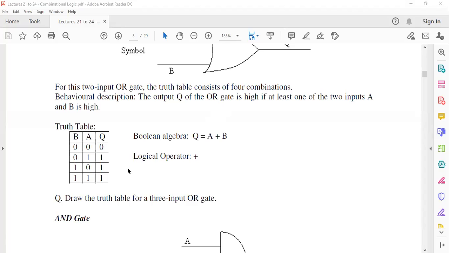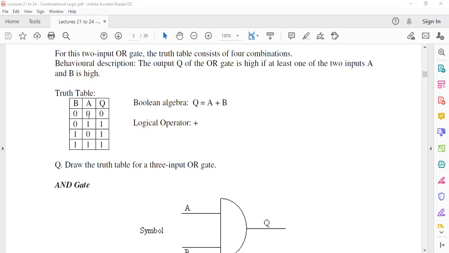One way to do it is as described here in terms of behavior description: the output Q is high if at least one input is high. But you can also remember the operation as an addition. So 0 plus 0 is 0, 0 plus 1 is 1, 1 plus 0 is 1, and 1 plus 1 would not be 2 because 2 doesn't exist in binary, it is going to be 1.